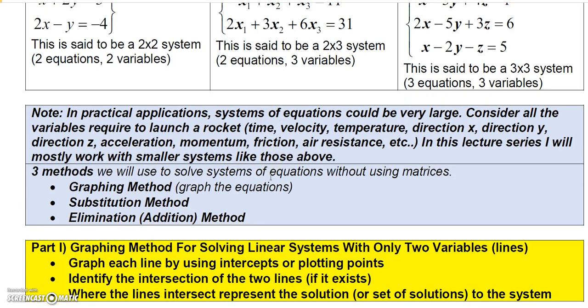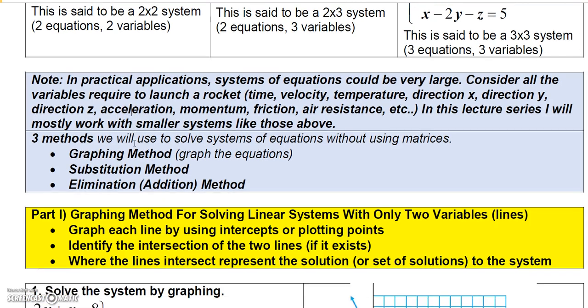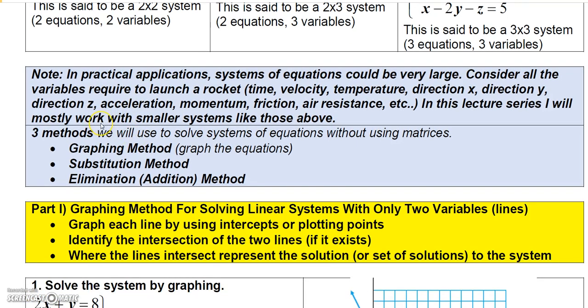Now, in practical applications like scientific or chemical reactions and more complex problems, like if you're trying to send a rocket to the moon or something like that, you could have quite a few equations and variables. So in more practical situations, you might have more variables and equations than you're going to see in this section. But I will pretty much limit the systems that we solve to three equations.